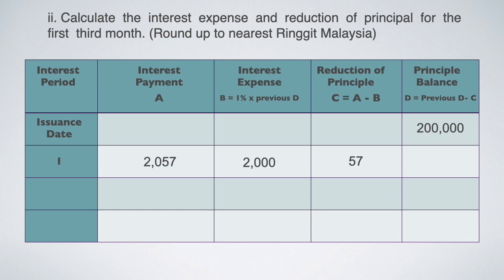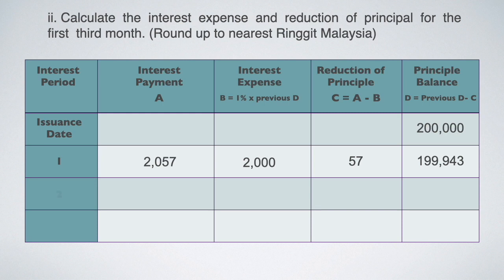Okay. So, how to fill in the blank area, the blank column dekat principal balance? So, as stated by the formula, D is actually is from the previous D tolak C. Macam mana kita nak tolak tu? 200,000 pada asalnya, tolaklah 57. Maknanya inilah yang tinggal kita punya company tu punya hutang. Okay, banyaknya lagi. Okay. So, pergilah bulan seterusnya.